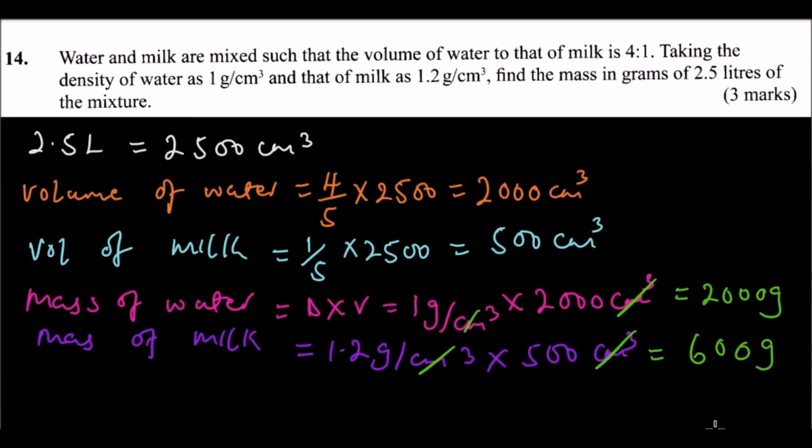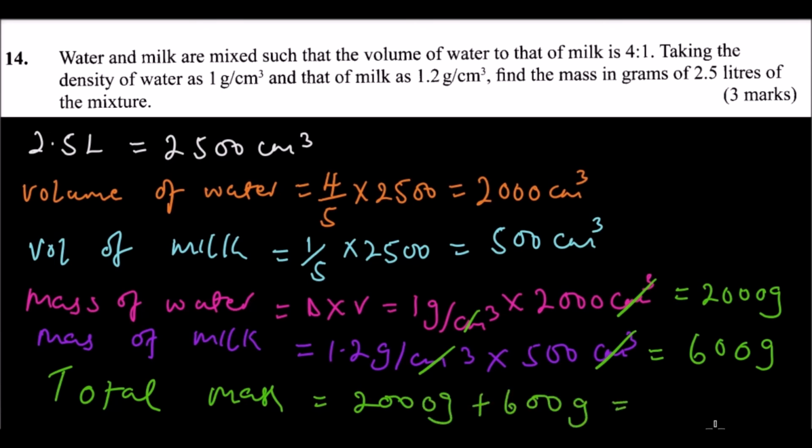Now, we are required to find the total mass. Total mass is equal to 2000 grams plus 600 grams, which will give you 2600 grams. So that is how you do that.